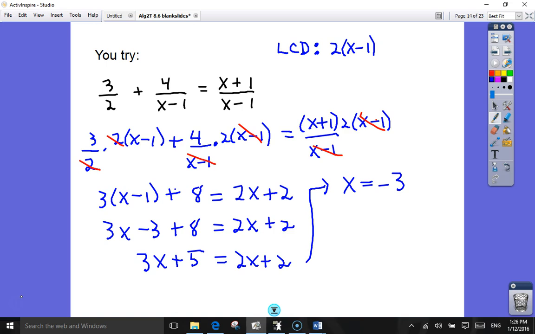Right. The LCD was 2 times x minus 1. So I multiplied all three of these terms by 2 times x minus 1. And then I cancel all the denominators. And what's left is linear and pretty easy to solve. You get -3. If you found the common denominator between those two, you probably ended up with a quadratic that had 2 answers, and one of them was extraneous. You could use either method, but it appears like this is the way you won't get an extraneous solution, or you get less of them.